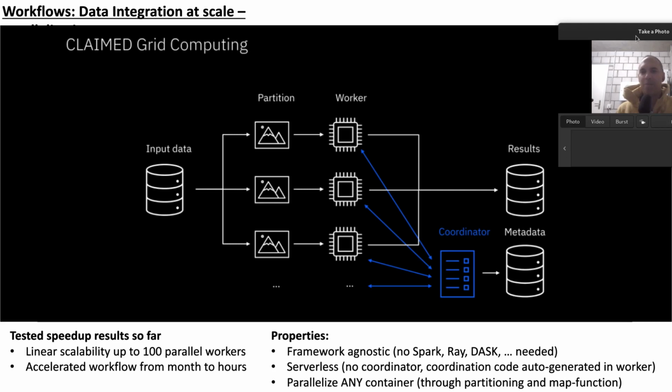And you can think of this as a map phase in MapReduce, but you don't need any of those APIs. So you don't need Hadoop, no Spark, no Dask, no Ray, nothing. You can use the non-scalable libraries. In our case, we use a lot of GDAL and Rasterio, which are not scalable out of the box. And this way, it's coming for free.